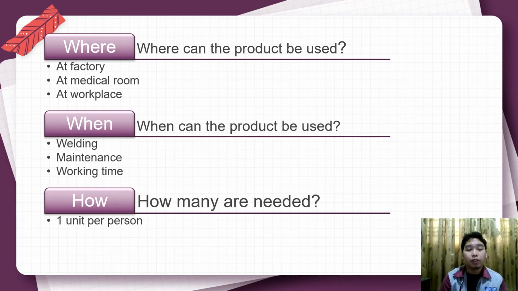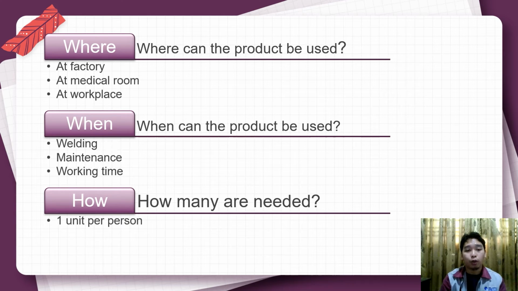So the fourth W is where. Where can the product be used? For example, at a factory for operators in the production line. Next is at a medical room for surgeons when they are performing surgery. Third is at any workplace that has problems due to prolonged standing.